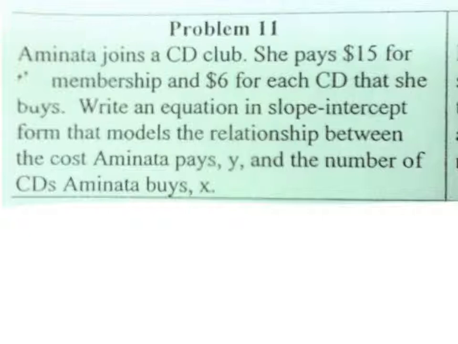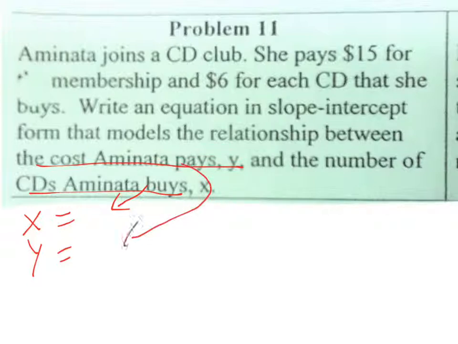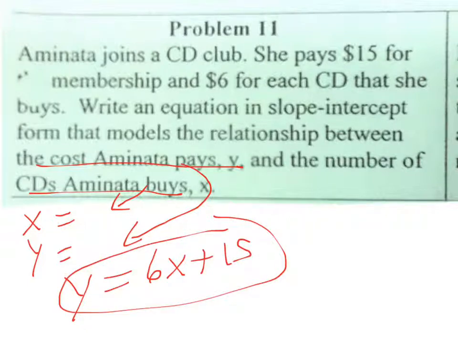So now we need to write an equation in slope-intercept form that models the relationship of all the things. So x represents the number of CDs, y is the total cost. Write that down. Actually, I'm just going to draw arrows. So the number of CDs she buys, that's x, and the cost Amanita pays, that's y. And your equation is going to be $6 per CD, so 6x, and then the base amount, plus 15. It's going to go like that.